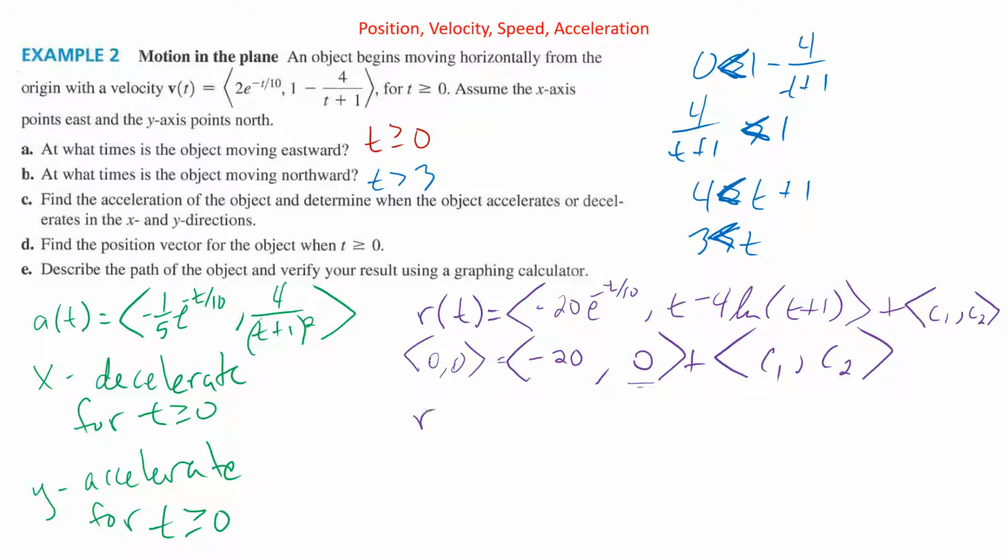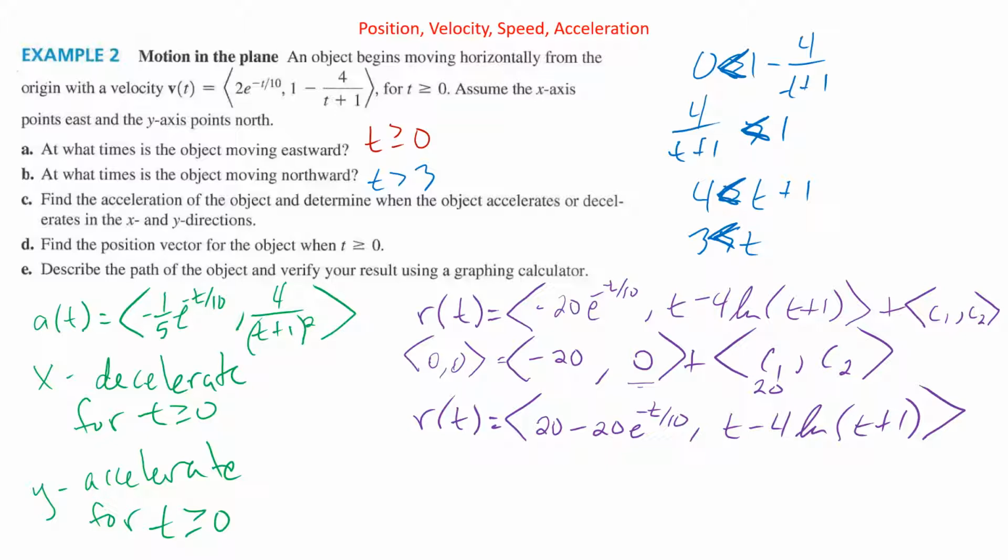So we can plug that back in instead of keeping it separate. C1 will just be a 20, so we'll have 20 minus 20e to the negative t over 10, comma, t minus 4, natural log of t plus 1. And there's our position vector. Then the last step, describe the path of the object and verify your results using a graphing calculator. And so I'm going to get rid of these calculations right up here.